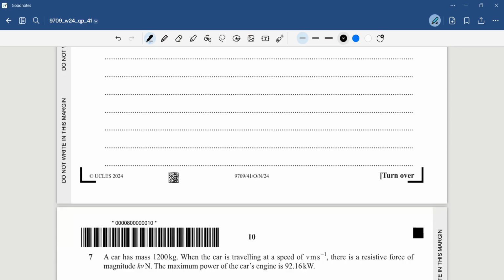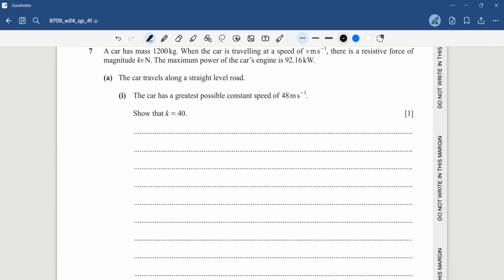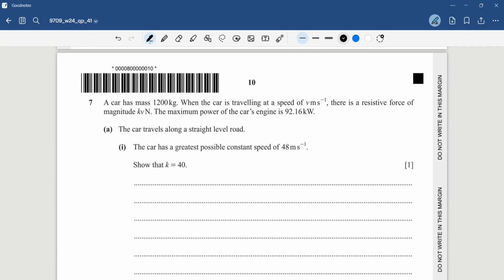Okay, question number 7. A car has a mass of 1200. When the car is traveling at the speed of v, the resistive force is kV. The maximum power of the car engine is 92.16 kilowatt. The car travels along a straight road. The car has the greatest possible speed of 48. Show that k equal to this.